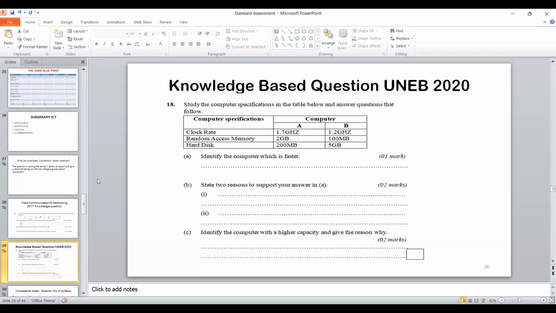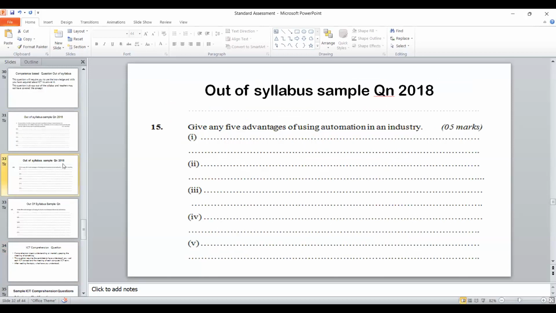So for introduction to computers, you must get 1 question of this nature, testing the learner's ability of reasoning, given 2 computers. Which one would you pick? Can you state 2 reasons to support your answer? It is testing the learner's ability of reasoning. Do you know, when you are testing the learner's ability of reasoning, sometimes we try to go even out of the syllabus.